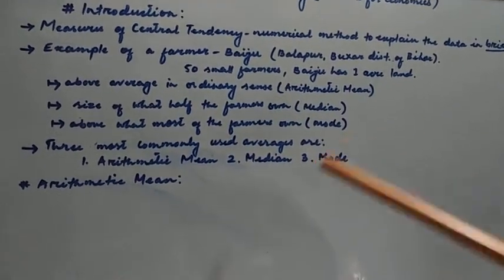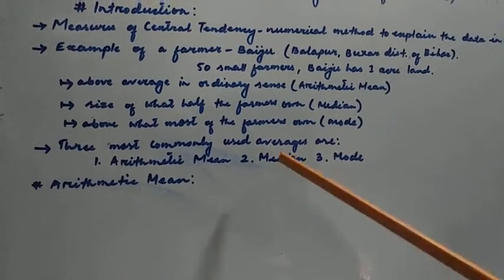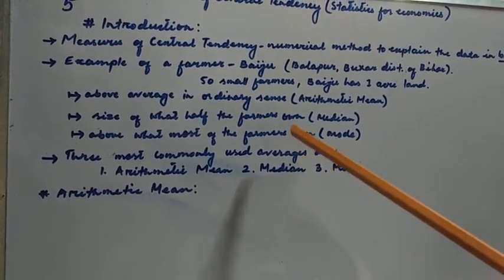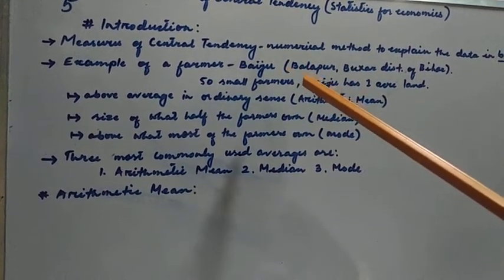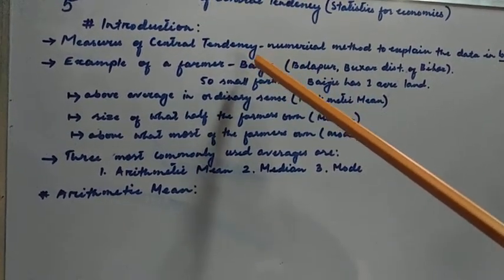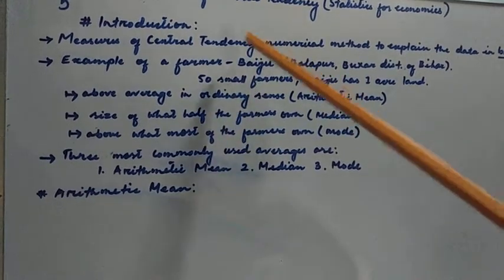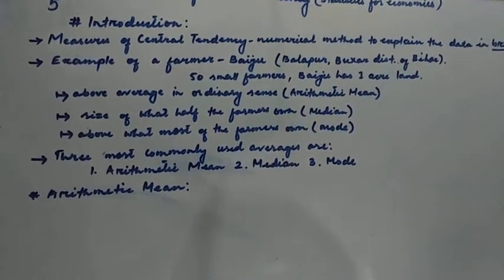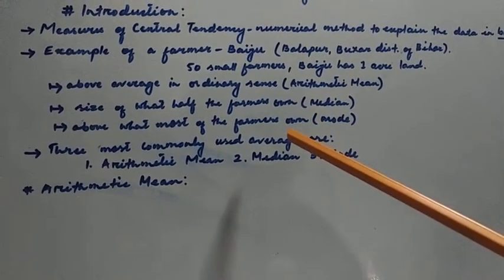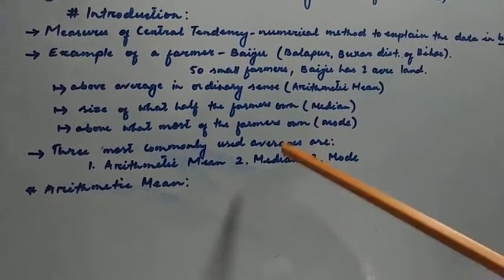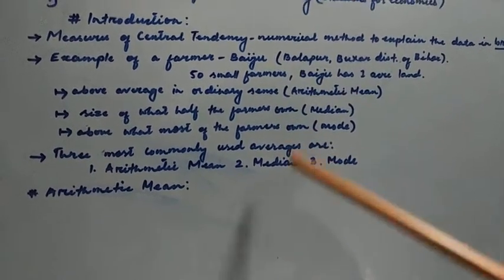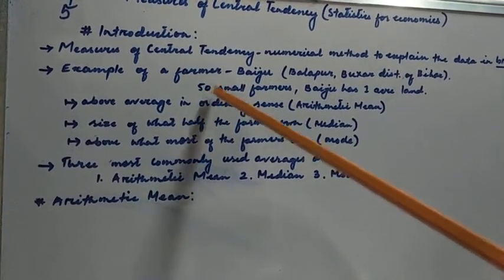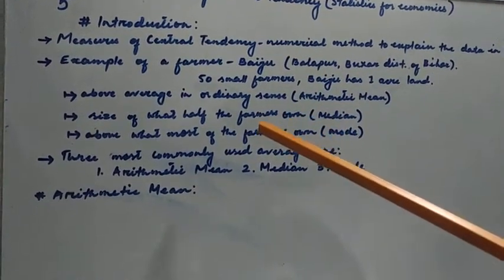So in order to evaluate Baiju's relative economic condition, relative here means that we are comparing Baiju, who is a farmer owning 1 acre of land. We are comparing him with the rest of the farmers in that village. To see the relative economic condition, you will have to summarize the whole set of data of the 50 small farmers in that village.